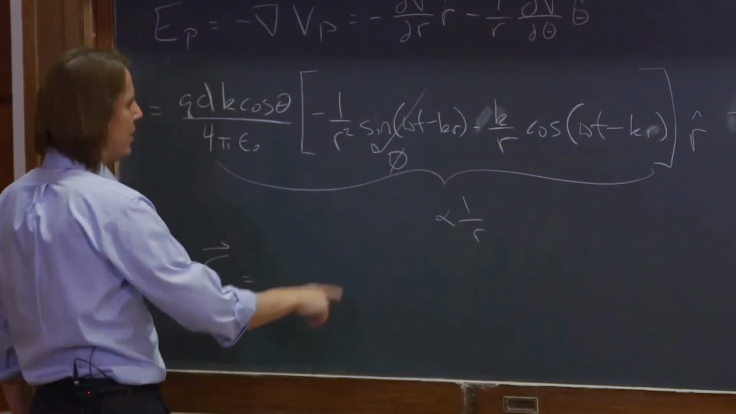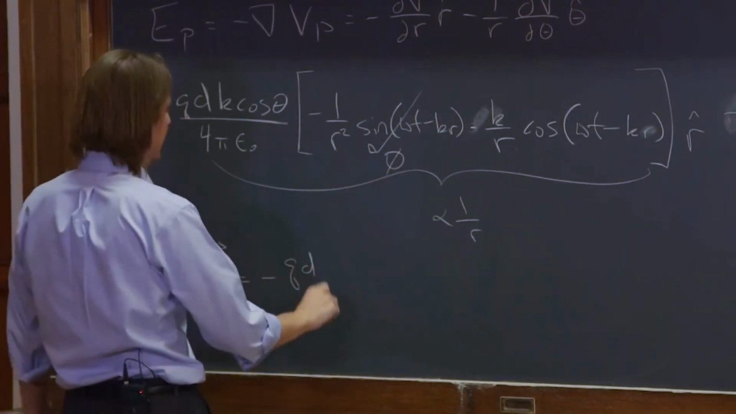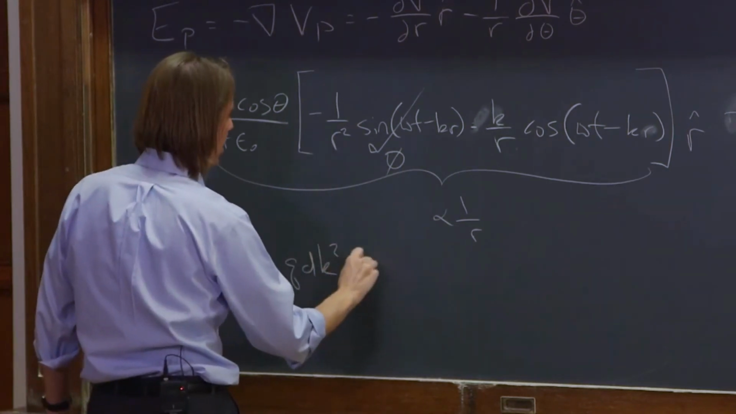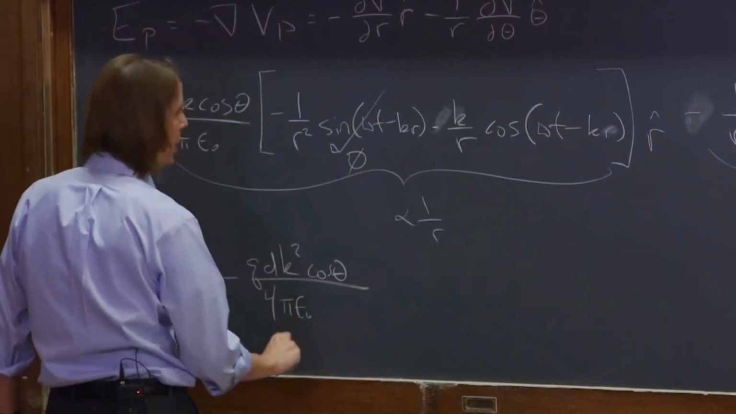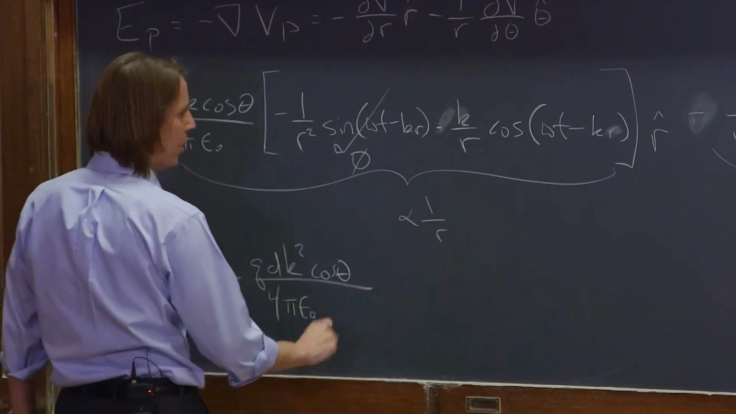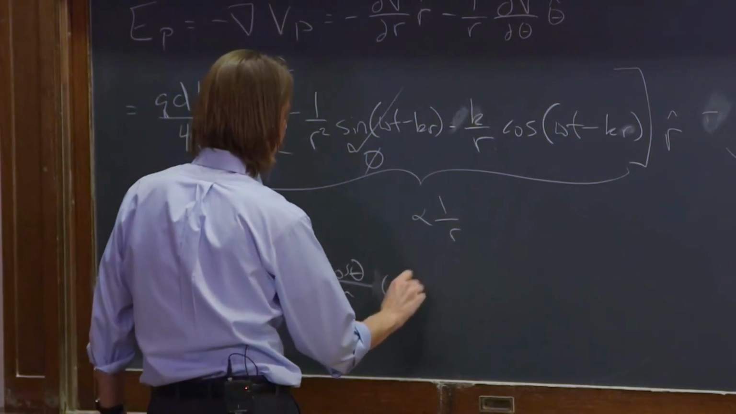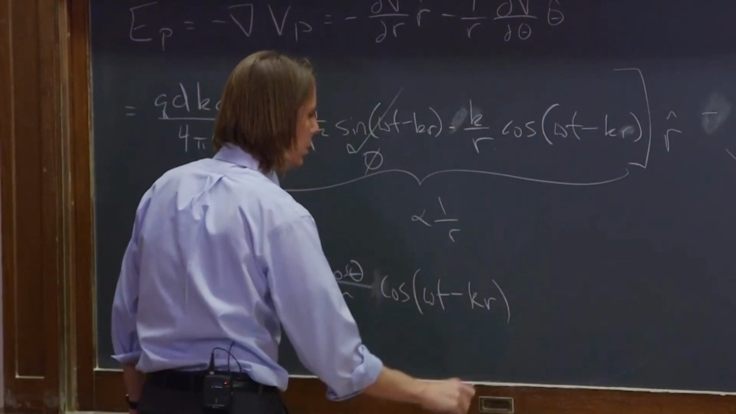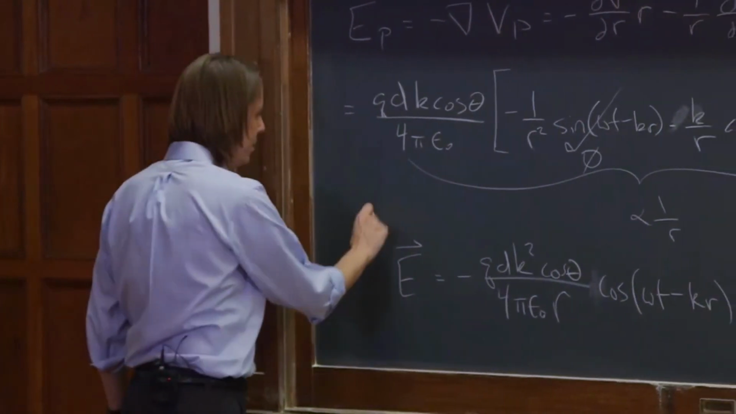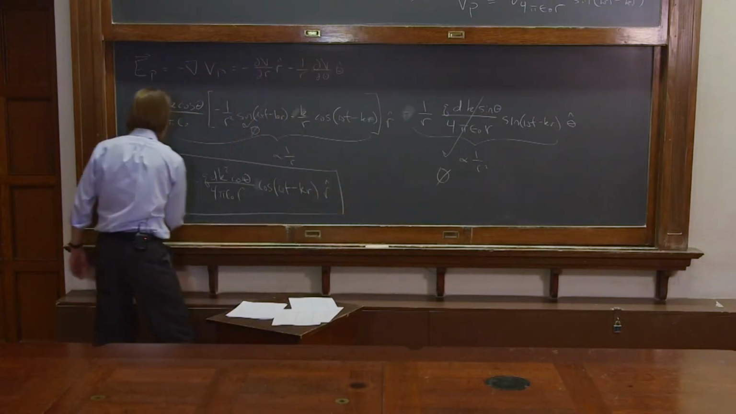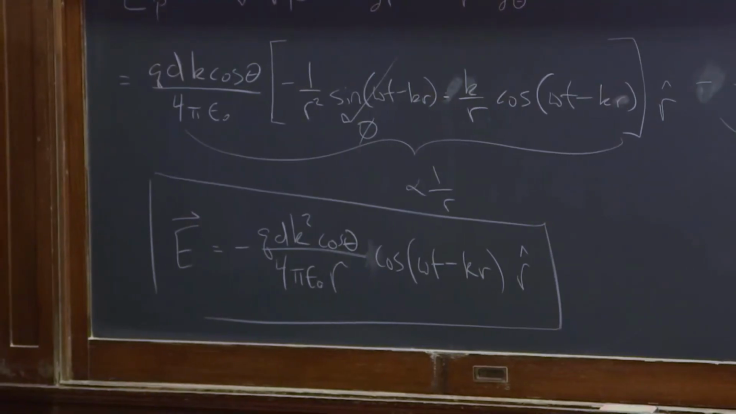We have a kr here. Oh, this minus sign probably hung around. Who cares at this point? Q d k squared cosine theta over 4 pi epsilon naught r, just 1 r, that's why this term survived, times the cosine, the oscillating part, r hat. Okay, so we could think about this E field. We could feel pretty good about ourselves. It kind of looks right.